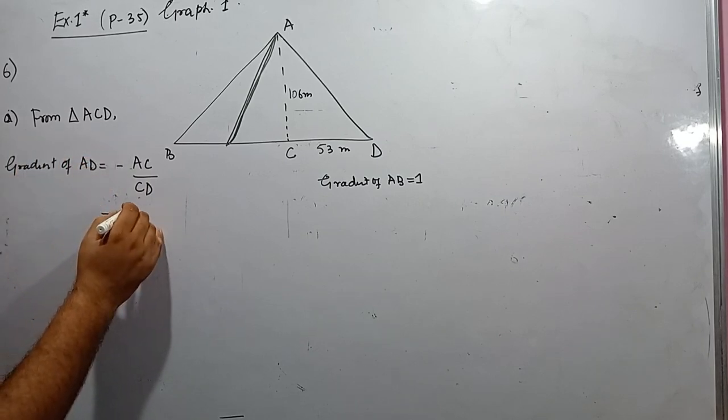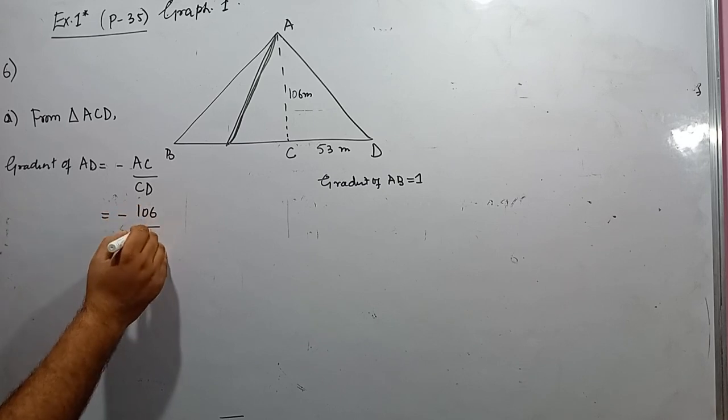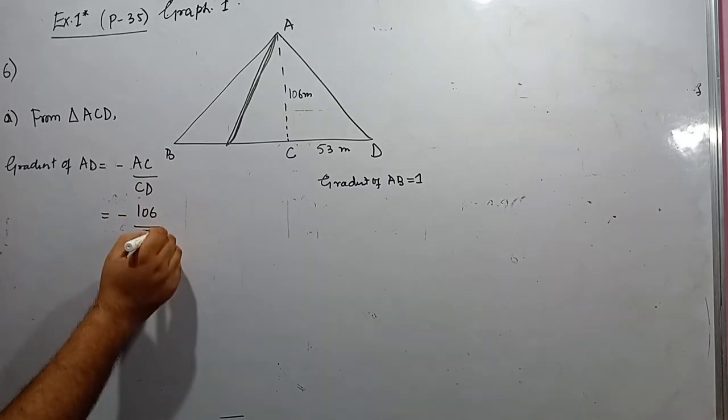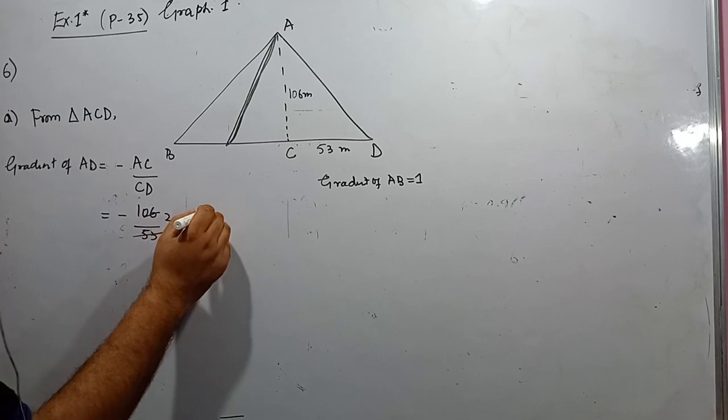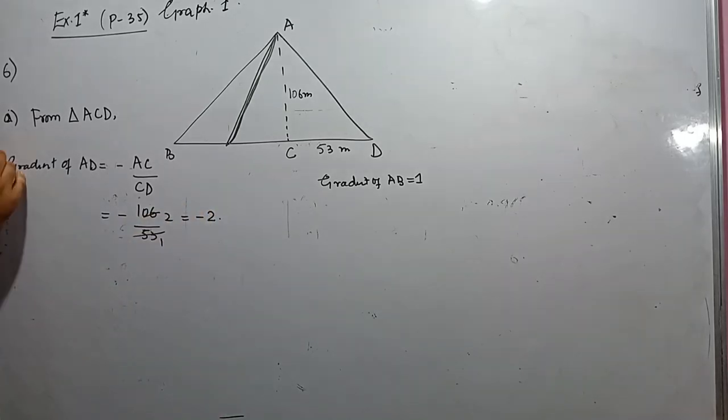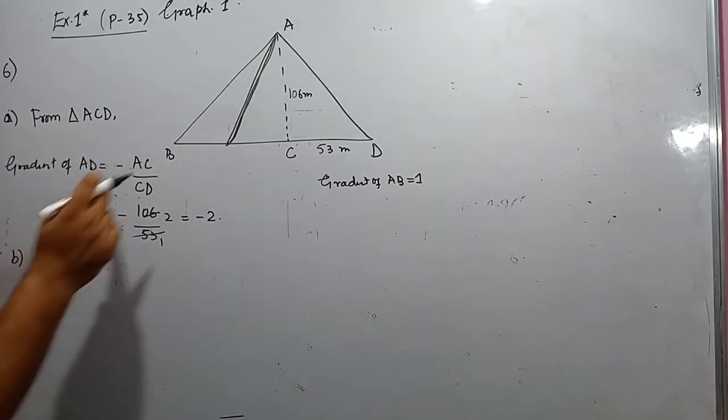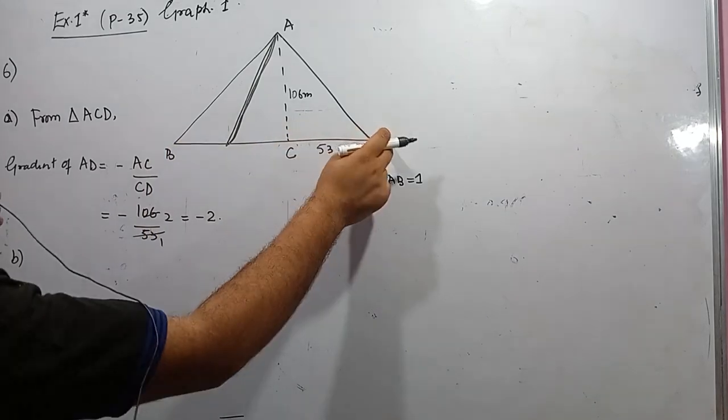So minus, what is AC? 106. What is CD? 53. 53 twos are 106. So gradient is minus 2. This is the first part. Now coming to the second part, find the length of BD. We need to find the length of BD.